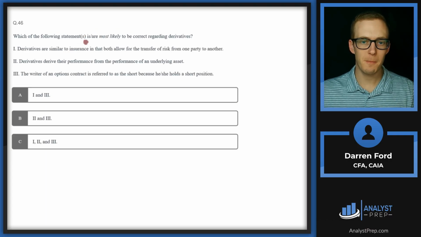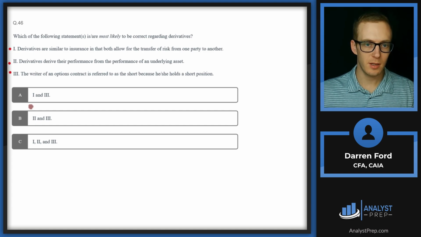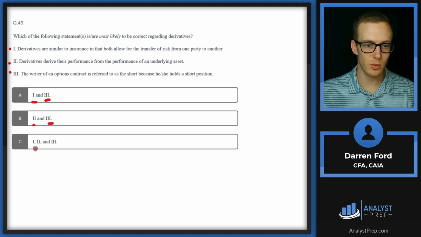Which of the following statements is or are most likely to be correct regarding derivatives? So we've got 3 statements here, 1, 2, and 3. And 1 and 3 are going to be correct, 2 and 3 are going to be correct, or 1, 2, and 3. So let's dig into these statements, see which ones are going to be accurate.